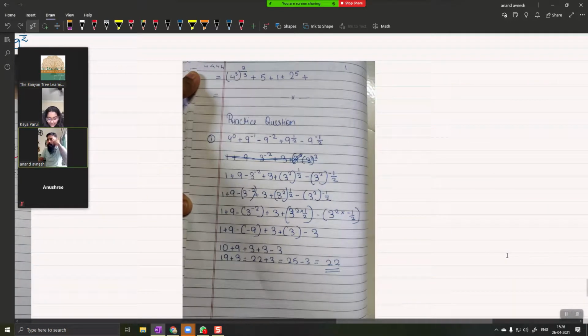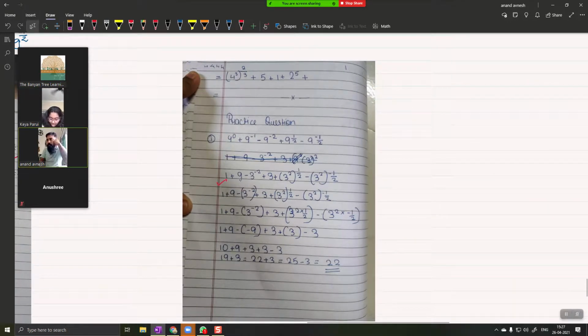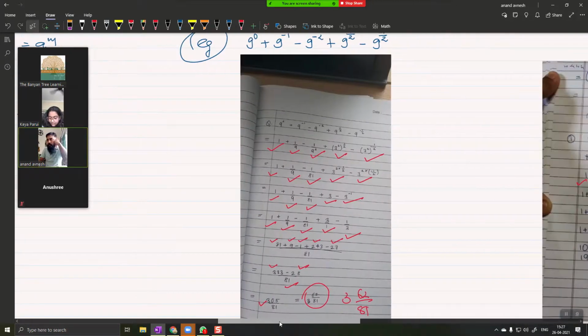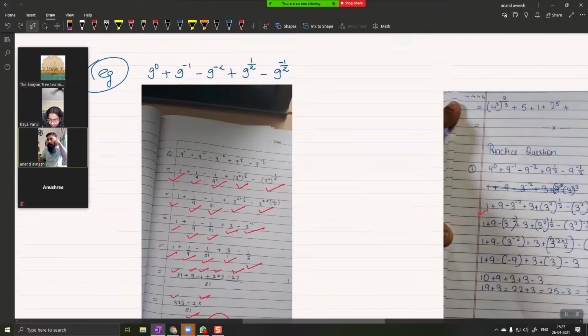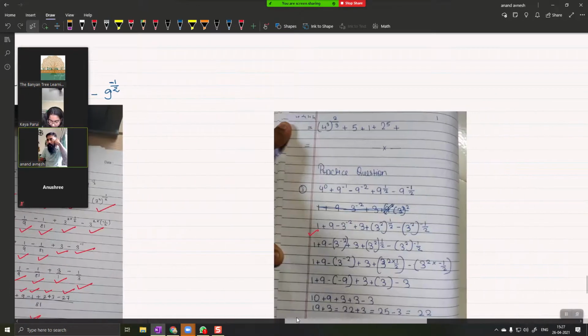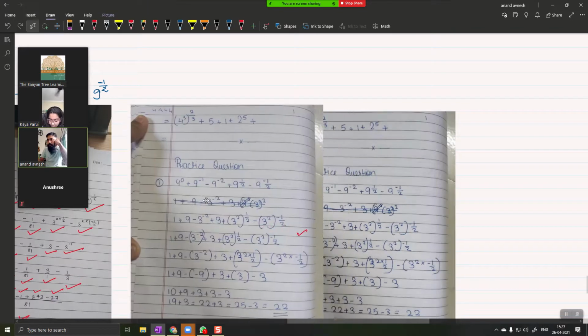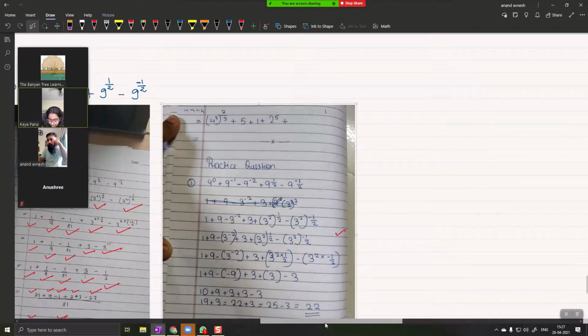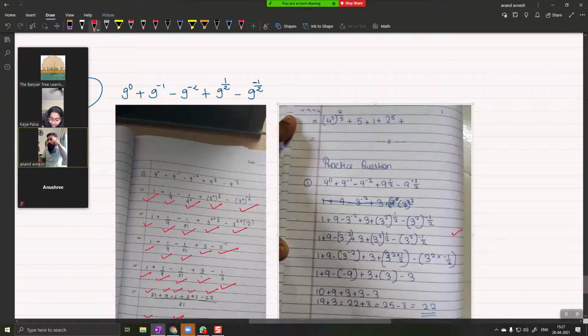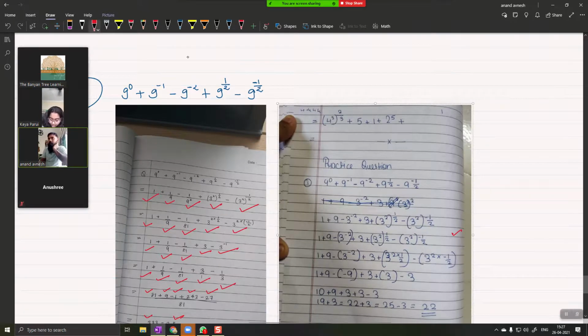I will check Anushree's answer. What is this? The question was 9 raised to minus 1, right? Anushree, see the first mistake you made. This is 9 raised to minus 1. You should have written it 1 by 9. You have written it 9. So this is wrong.